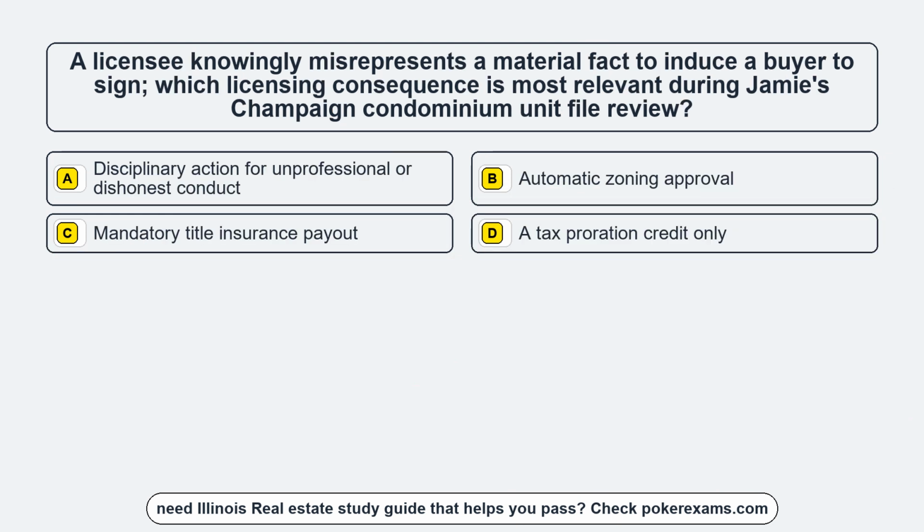Question 13. A licensee knowingly misrepresents a material fact to induce a buyer to sign. Which licensing consequence is most relevant during Jamie's Champagne condominium unit file review? Option A, disciplinary action for unprofessional or dishonest conduct. Option B, automatic zoning approval. Option C, a mandatory title insurance payout. Option D, a tax proration credit only.